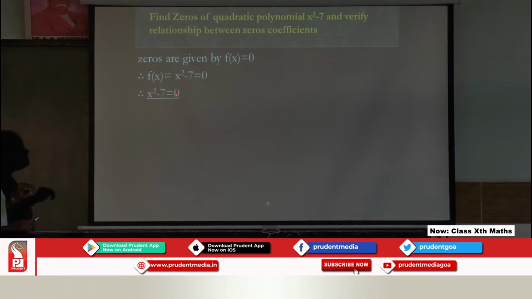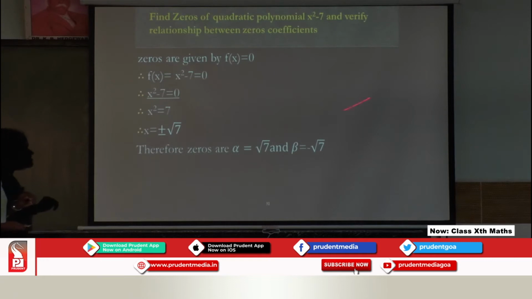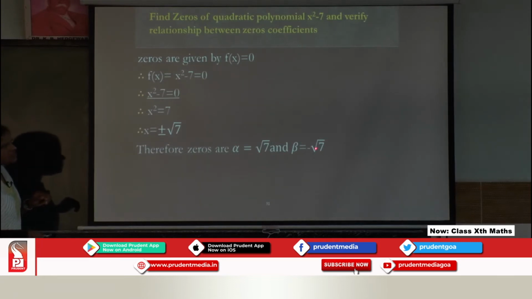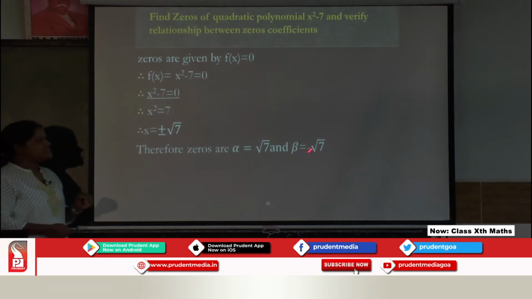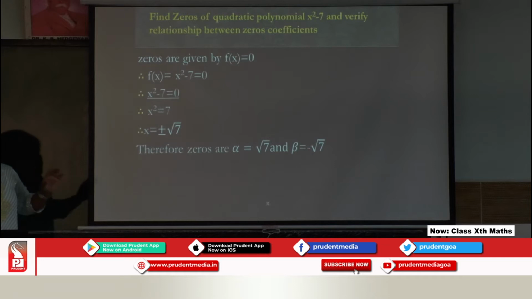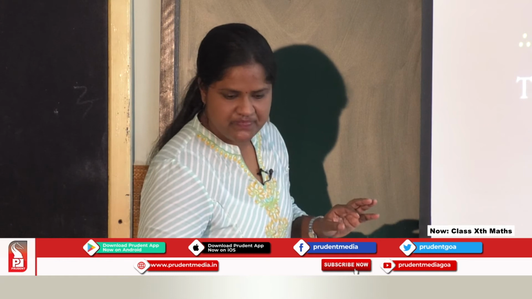Since x square minus 7 is 0, I can shift this 7 to the other side. I will get x square is equal to 7. So, what is my x? x will be, square will change to root, so it becomes plus or minus root 7. Therefore, I have two answers, alpha is equal to root 7 and beta is equal to negative root 7. So, these are my two zeros here. So, again the first part of the problem is done. Let us move to verification.